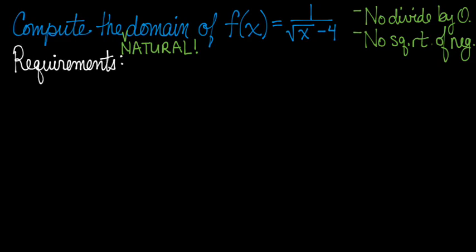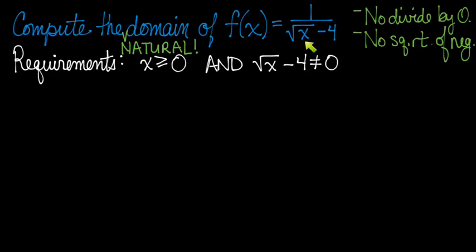And we require that the stuff inside the square root symbol, which is just the letter x, be greater than or equal to 0. And we require that the denominator not be 0. So I have two different conditions in order for f to be defined.